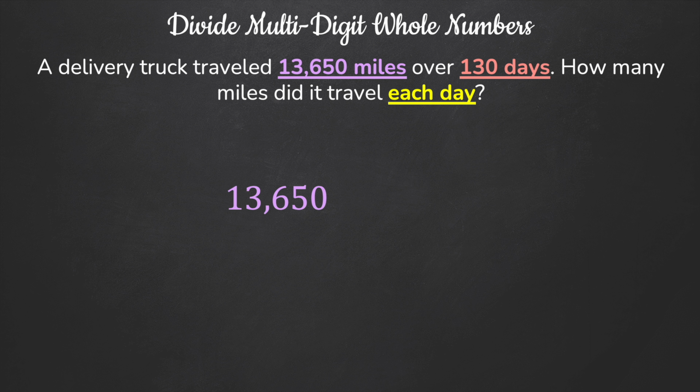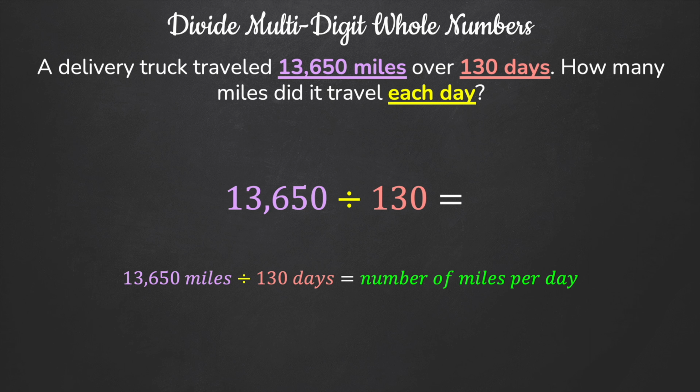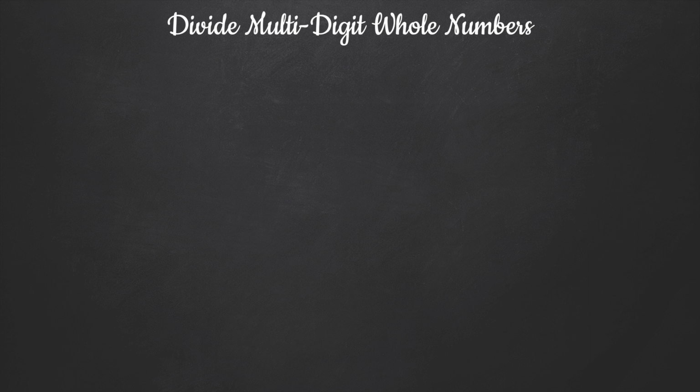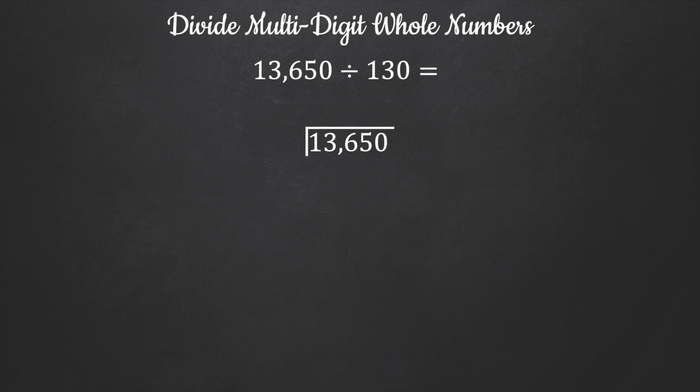So we're going to take 13,650 and divide that by 130. That would be the total miles, which is 13,650 divided by the 130 days. And then we'll figure out the number of miles per day once we divide. Now let's go ahead and divide. We're going to make sure that 13,650 is our dividend and 130 is our divisor.